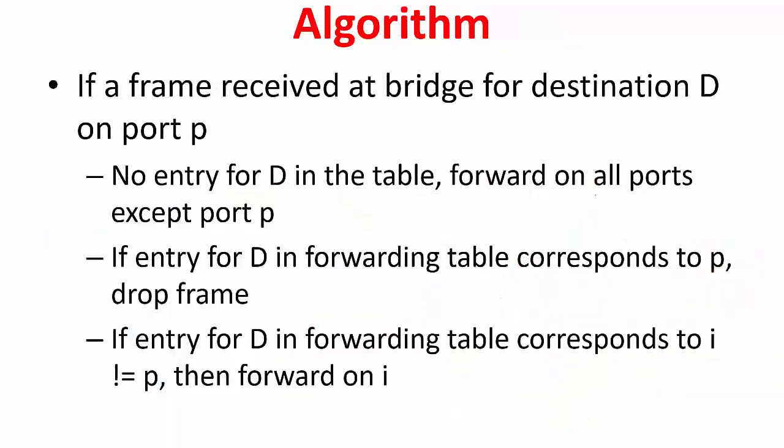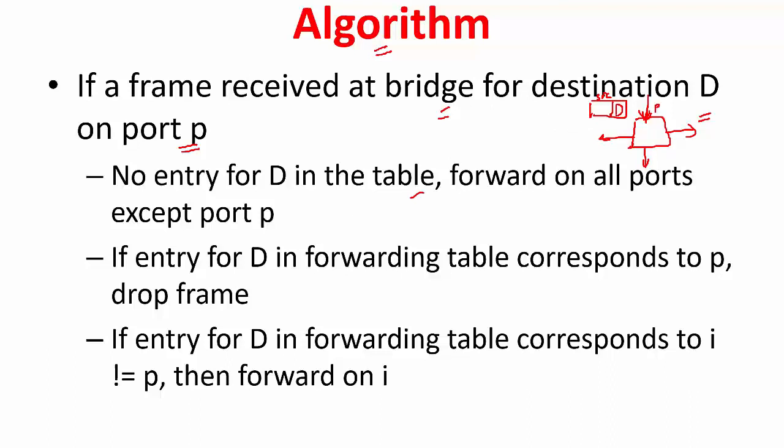So the same explanation, I am just noting it down as an algorithm at a bridge. So if a frame was received at a bridge for destination D on a given port P, so that is, this is the bridge. So this is port P. On this, it received a packet with some source. We don't care what the source is. The destination is D. And it came on this port P. Now there is no entry for D in the table. Then you have to forward it out on all your interfaces because you don't know where D is.